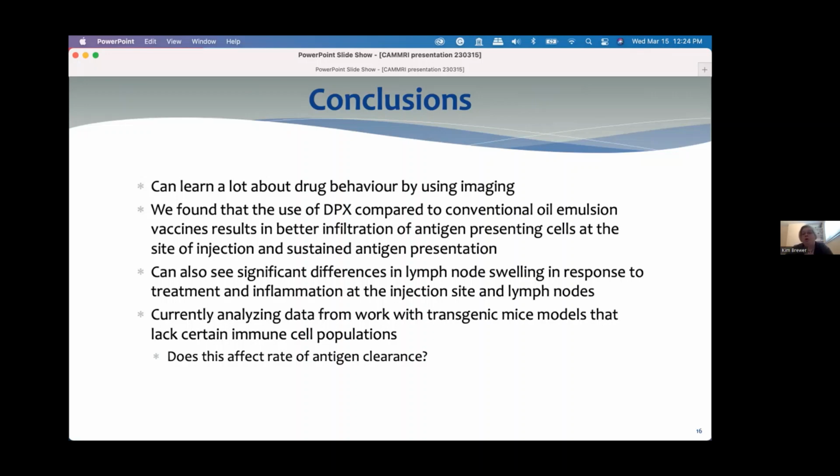Right now, we're repeating this with transgenic mouse models because we want to understand what immune cells are actually involved in picking this antigen up and taking it to the lymph nodes. And by eliminating certain populations of cells, will this actually affect the rate of our clearance?